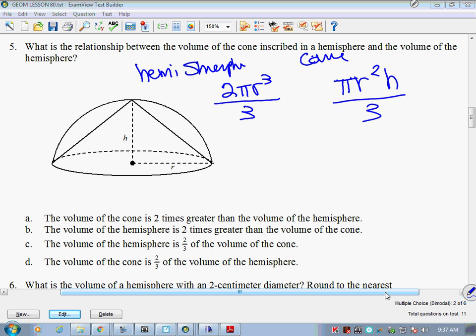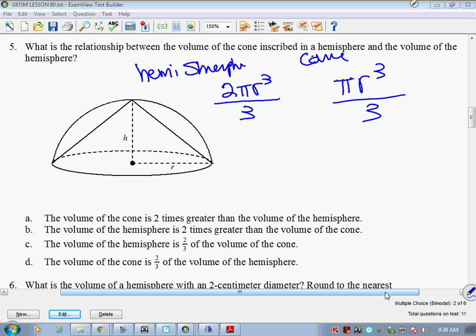So what I want you to see here is that this h is a radius, correct? And this r is a radius. So could I substitute r for h? Yes or no? They should be the same, correct? So what happens when I make this an r? What's r squared times r? R cubed. So in this particular case, when a cone is inscribed inside a sphere, I'm getting pi r cubed over 3, and in a hemisphere it's 2 pi r cubed divided by 3.